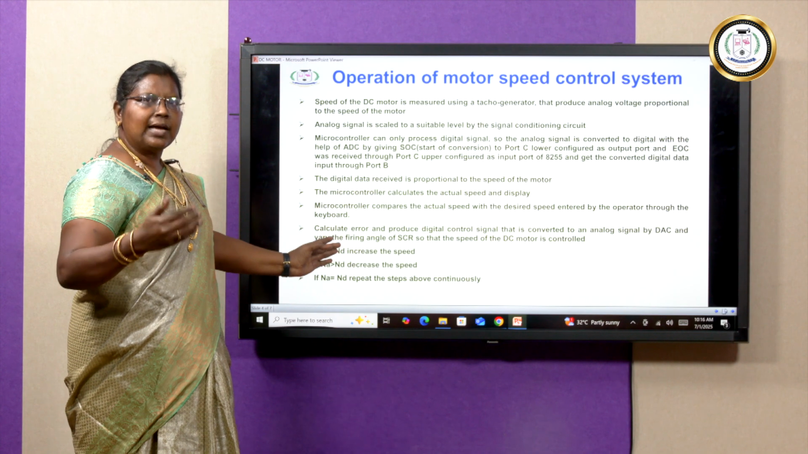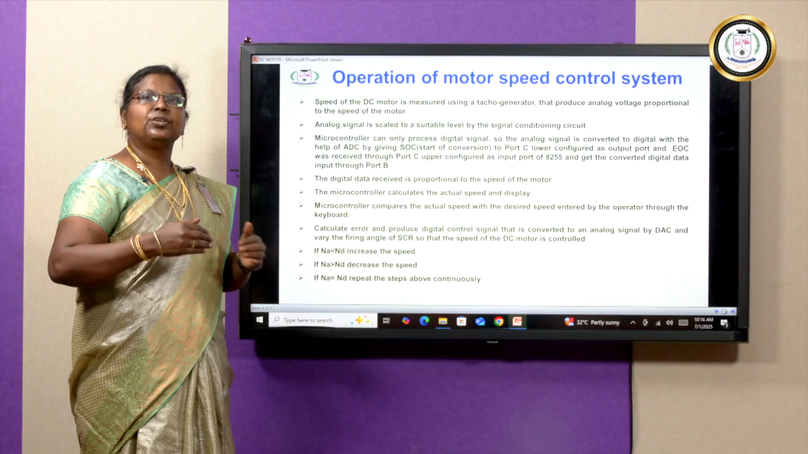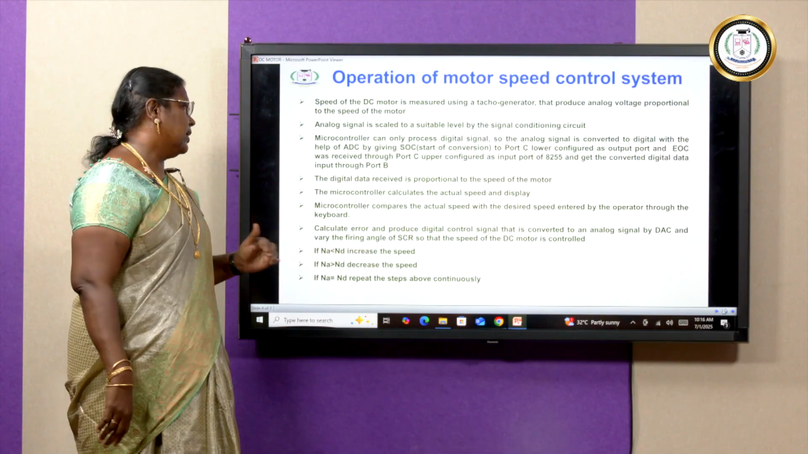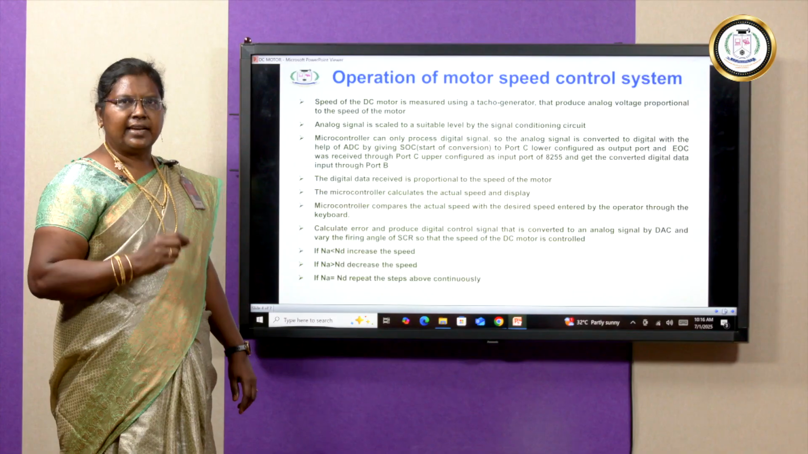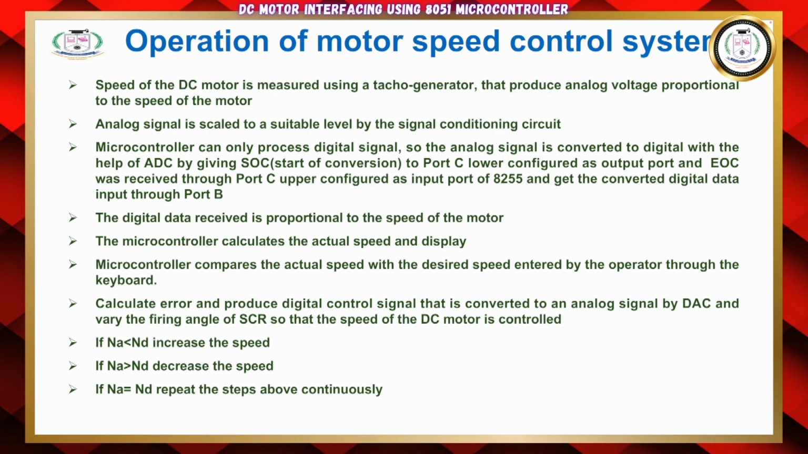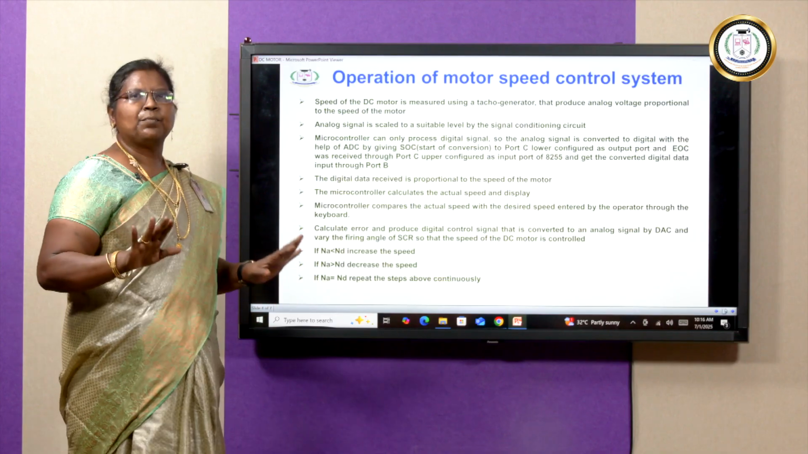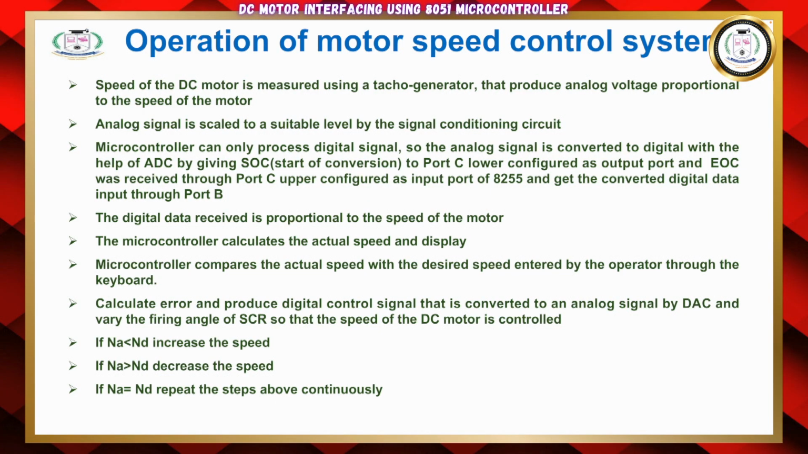What I had told, I am just repeating for recollecting. Then we are calculating the error, whether to increase the speed or decrease the speed. When the actual speed is NA and desired speed is ND: when NA is less than ND, then increase the speed. When NA is greater than ND, then decrease the speed. When NA is equal to ND, repeat the steps above continuously. This is the operation of the speed control of DC motor.